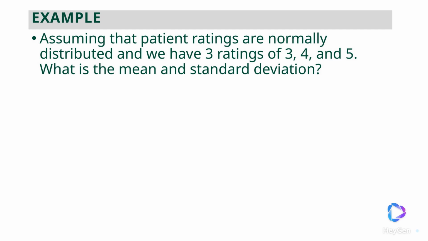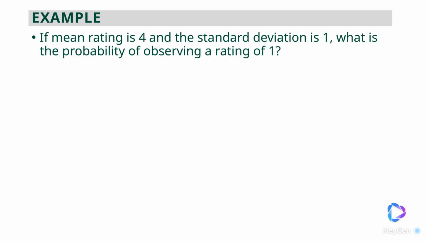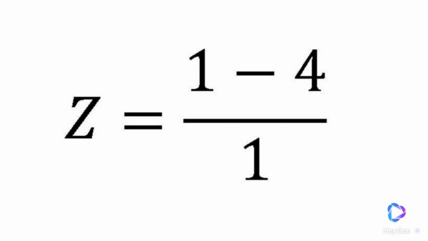Let us take a very simple example to demonstrate the power of the normal distribution. Assume that patient ratings are normally distributed and we have 3 ratings of 3, 4, and 5. What is the mean and standard deviation? The mean is 4 and the standard deviation is 1. Given this mean and standard deviation, we can answer other questions. In this question, we are asking how unusual it is to observe a rating of 1. To answer this question, we need to calculate the z-value. The z-value is -3. We can now look up in standard normal tables to see what % of values are more than 3 standard deviations below the mean.